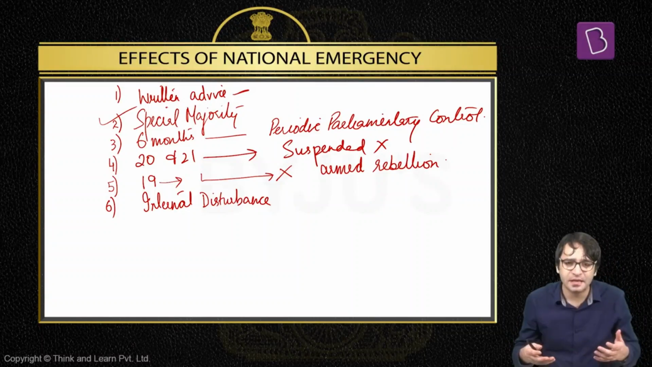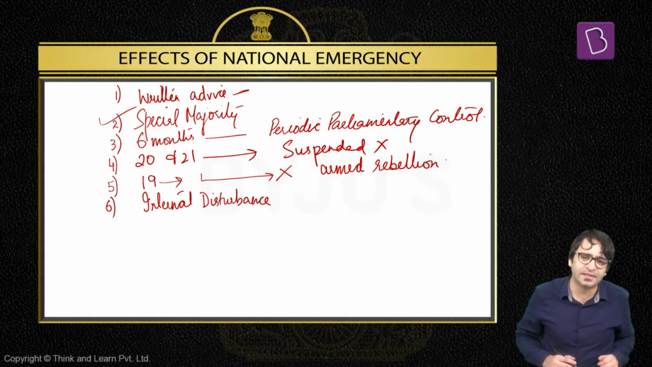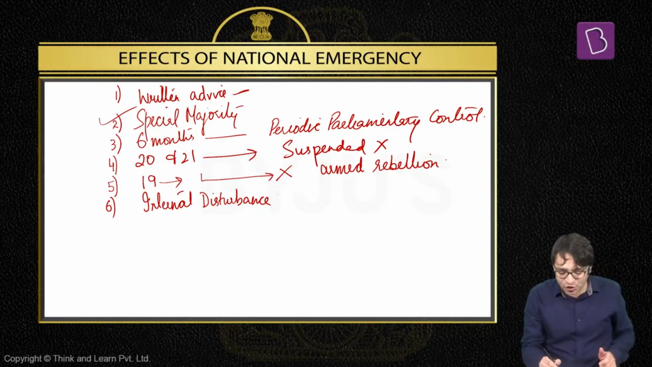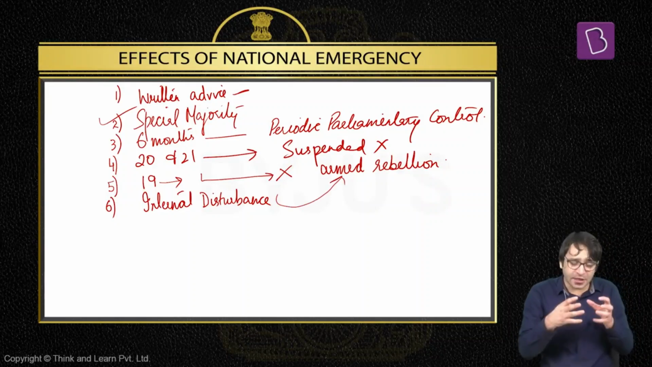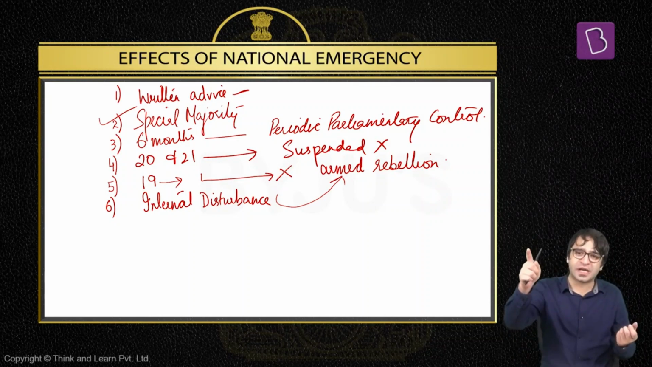And this phrase was misused by Mrs. Gandhi when she got the president to impose national emergency in 1975. Now this phrase internal disturbance has been changed to armed rebellion, to overthrow the state. Unless and until ammunition is used, weapons are used to overthrow the state, no emergency can be imposed.